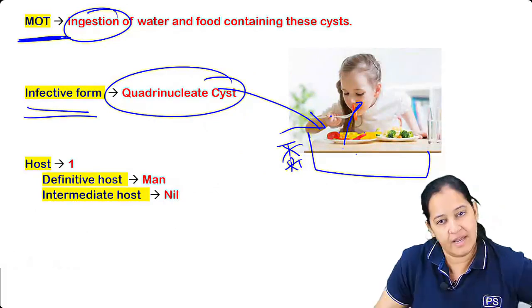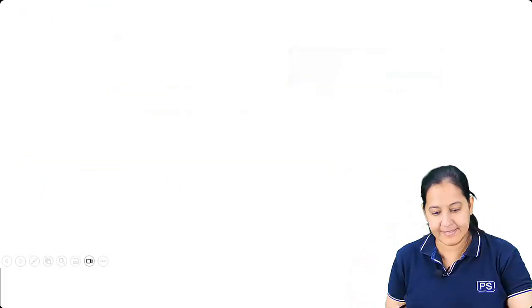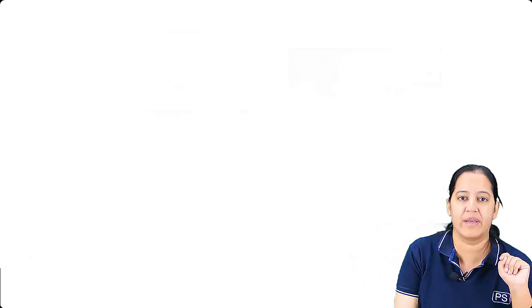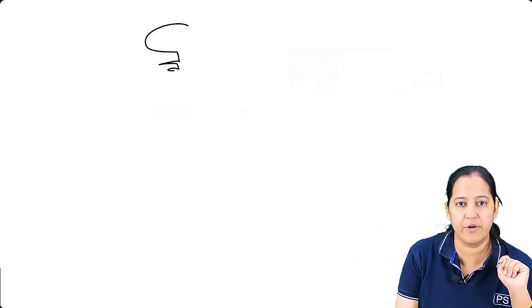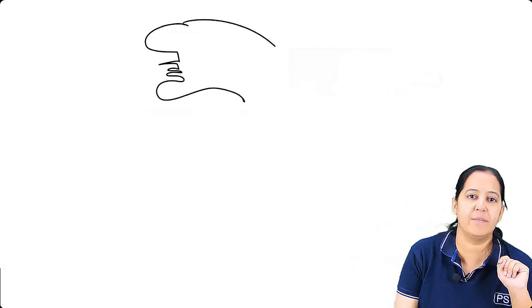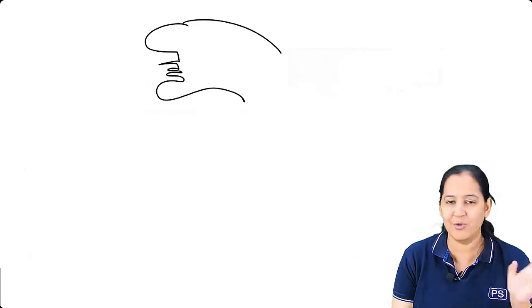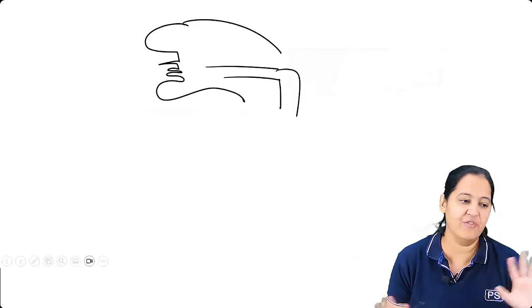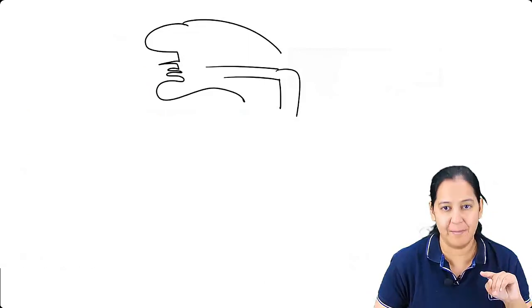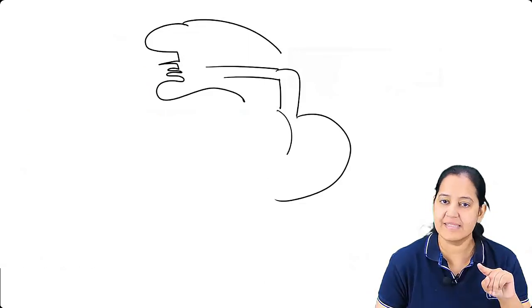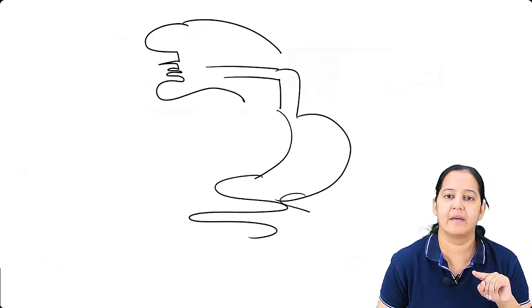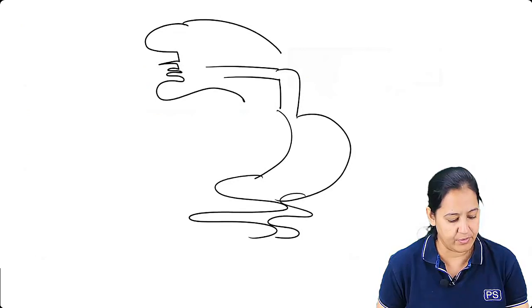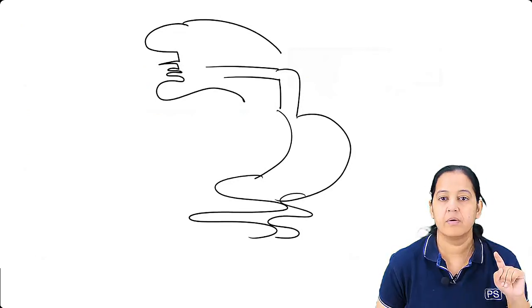Okay, so let me draw the life cycle. Listen, you don't have to draw it. You have to understand only. Let me draw a human for you. For all the 20 parasites, I will draw the life cycle like this. But you don't have to draw. You have to learn the summary. But if I tell you the summary directly, you will not understand. That's why drawing is important for me, not for you. Just understand. Whatever you have to learn, I have given you.